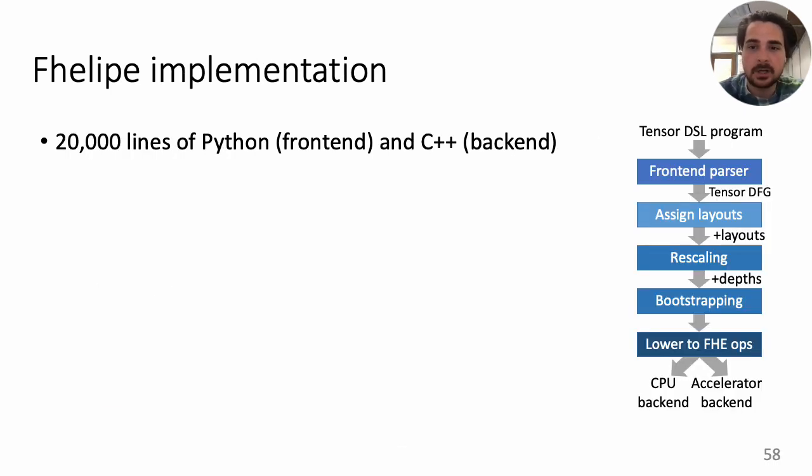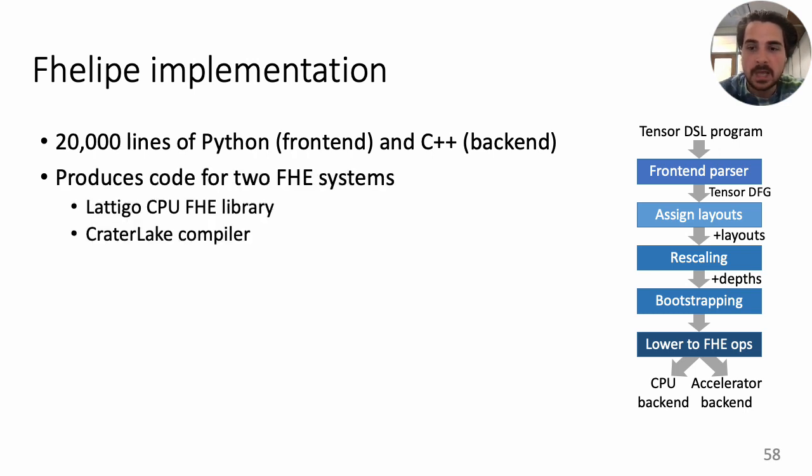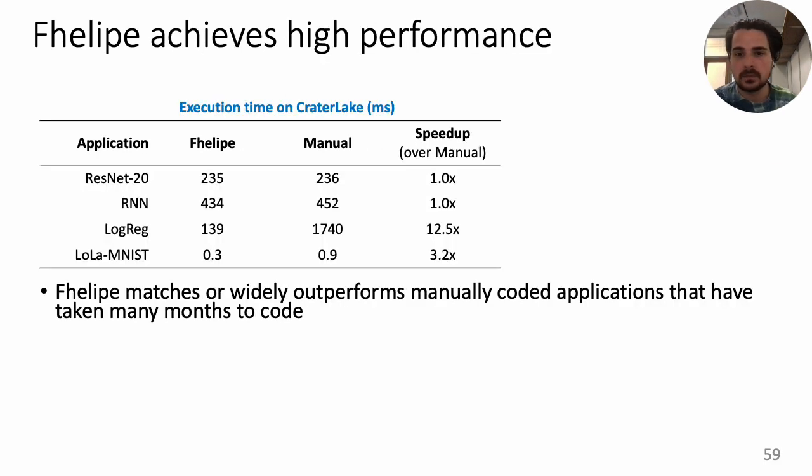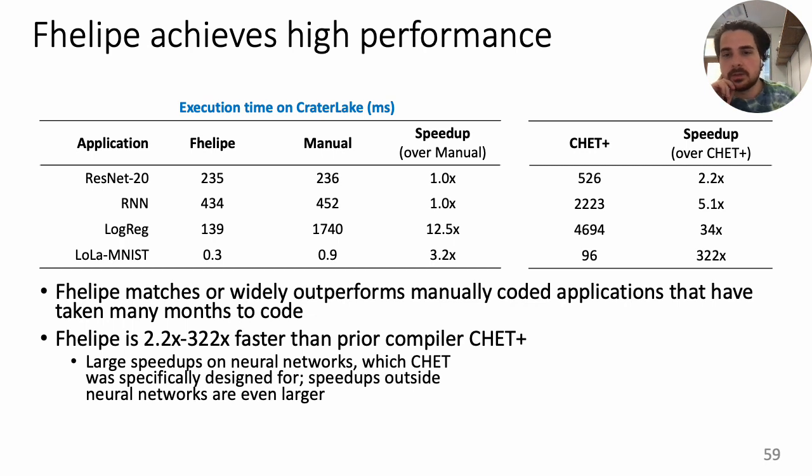Felipe is implemented in 20,000 lines of Python and C++ code and supports both CPUs and our Crater Lake accelerator. We evaluate Felipe on both CPUs and Crater Lake. The benchmarks include 4 complex workloads with state-of-the-art manual baselines, as well as 3 tensor kernels. Felipe matches or widely outperforms manual baselines that have taken many months to develop. Felipe is also 322 times faster than the prior state-of-the-art compiler, Chet+.